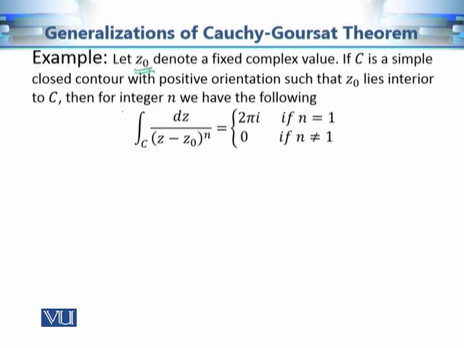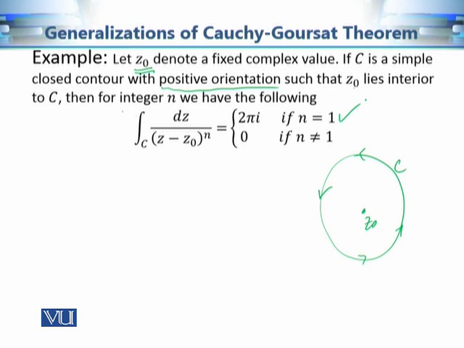Now let's say Z0 is a fixed complex number and C is a simple closed contour with positive orientation such that Z0 lies interior to C. So the situation is something like that. Okay, so Z0 lies interior to C, and it is positively oriented, so it is anti-clockwise.